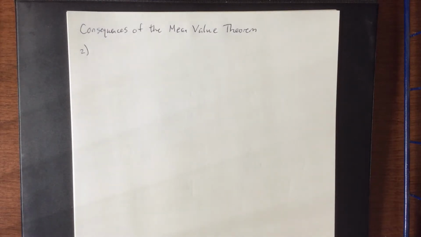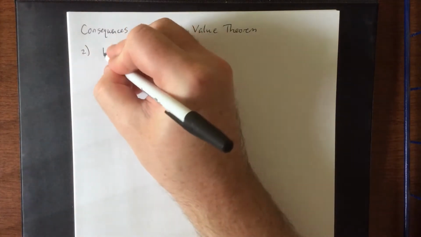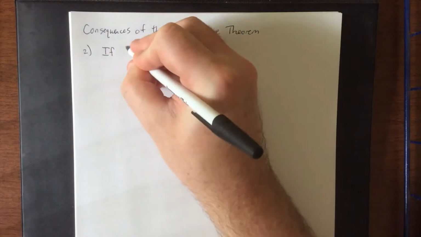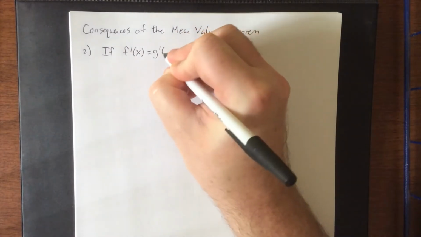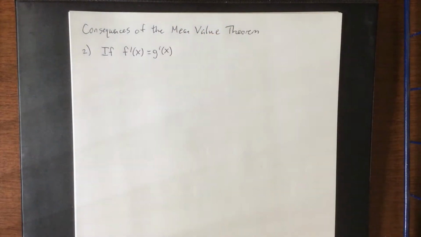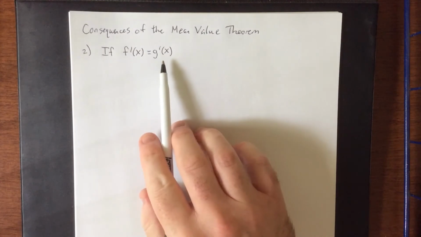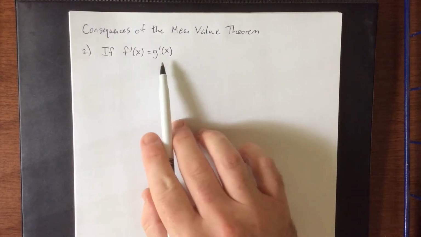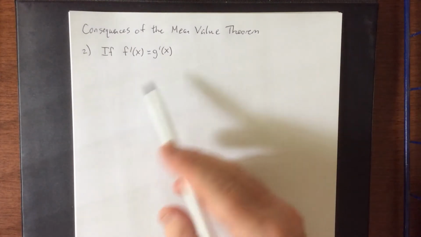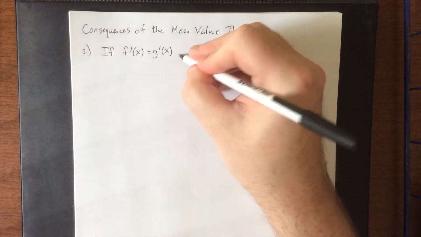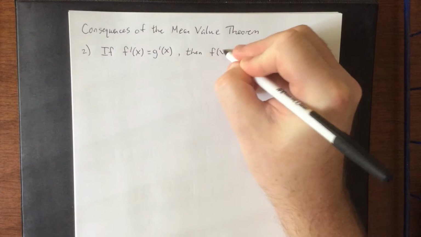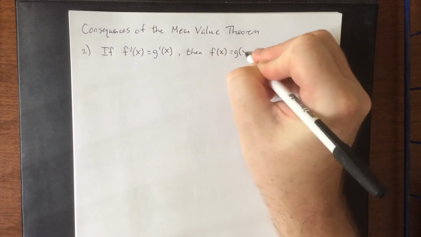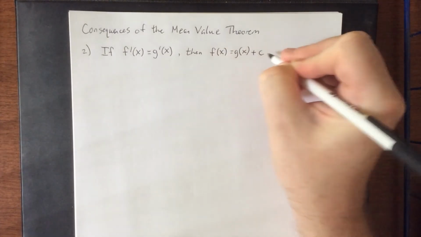The other consequence of the mean value theorem comes from if you have two functions. Those two functions are going to be referred to as f and g. So here's the first one. If f prime of x is equal to g prime of x, that is to say, if the derivatives of two separate functions are equal to each other, then it will be true that f of x is simply going to be equal to g of x plus some constant.